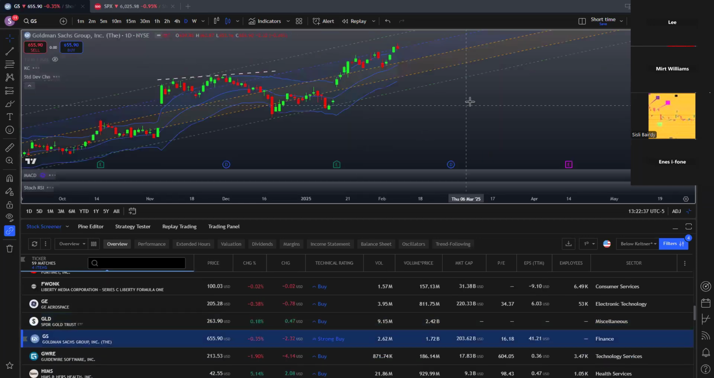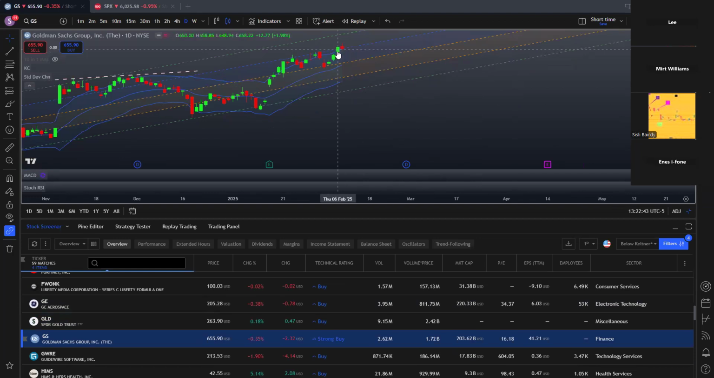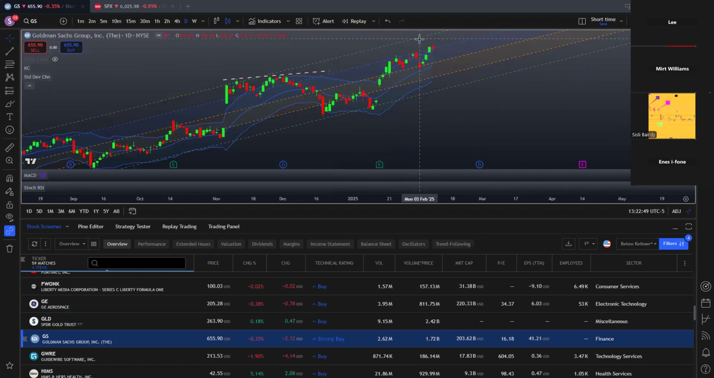Goldman Sachs. Let's see what Goldman Sachs is saying. Goldman Sachs outside the Keltner channel. Couldn't close above previous day. Okay. I would have loved to see it in a higher standard deviation. So this is normal movement, but it's outside. So let's see what happens.